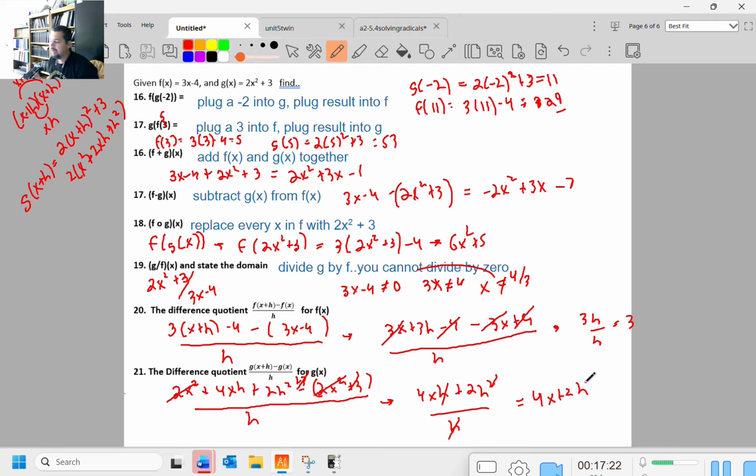Now, there is a pattern to these things. There is a shortcut to find the difference quotient. You want to sit down and figure it out, you figure it out. It'll save you a lot of time.